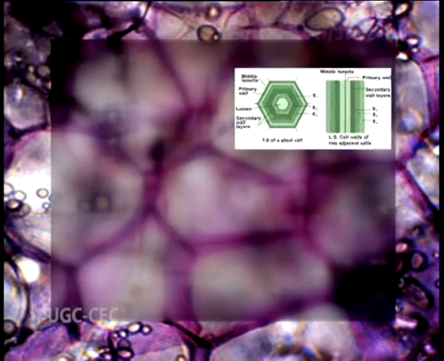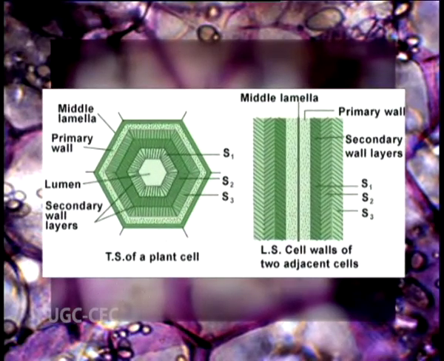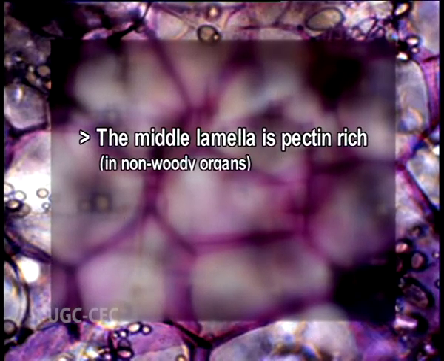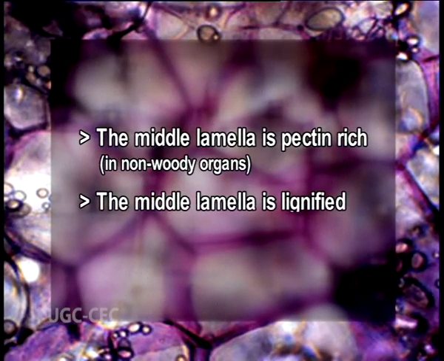This adhesion is provided by means of the middle lamella, the layer of the cell wall material between two or more cells, a part of which is contributed by each of the individual cells. This layer is the outermost layer of the cell wall continuum, and in non-woody organs is pectin rich. In case of wood, the middle lamella is lignified.